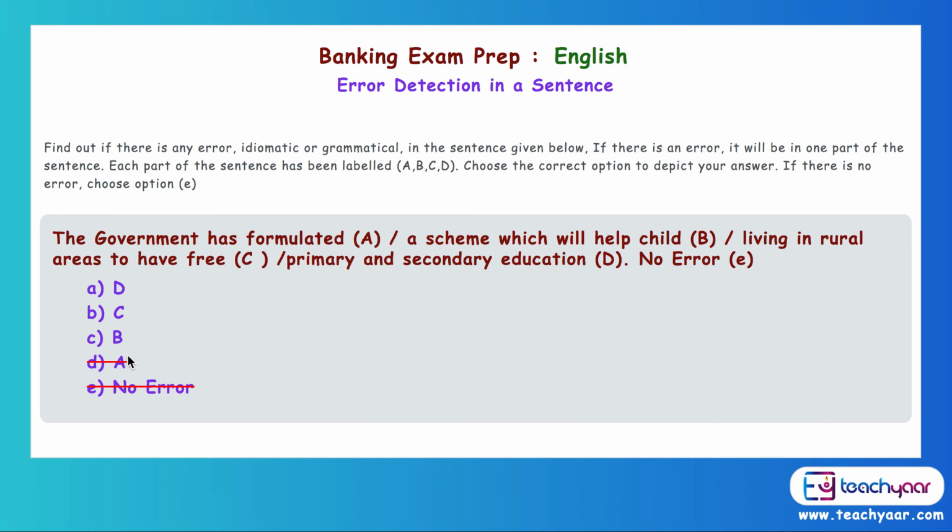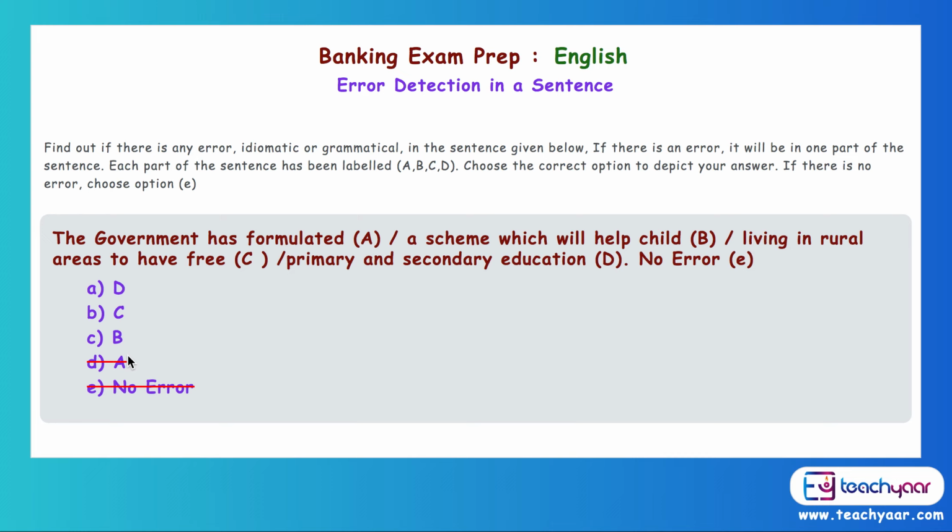A scheme which will help child. Now when you read this, you will know that there's a mistake here. Because when the government formulates a scheme, it does not do so for a child. It does it for children. So what has happened here? The word child is singular. That is wrong. What should be used? The word should be plural form. So it should be children, will help children living in rural areas. So that is where the mistake is. So the mistake is in part B.